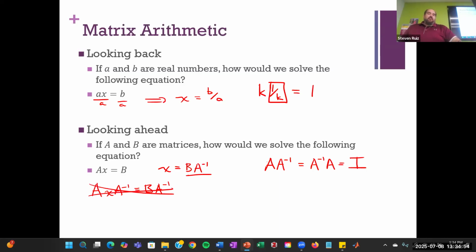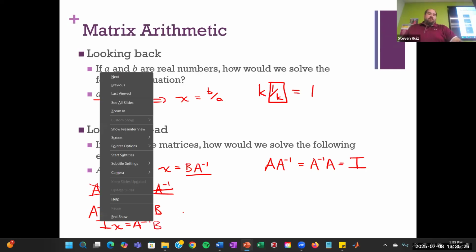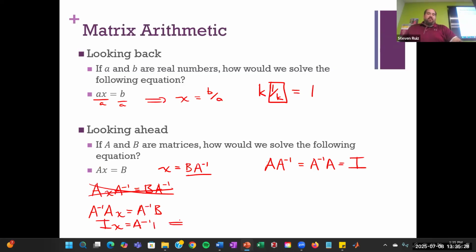So what's one little modification I can make to that multiplication? Like, how would I really isolate X now that we've talked about this new thing called an inverse? Okay. If you multiply it on the left, here's what happens. You get A inverse A times X equals A inverse B. A inverse times A is I, so IX equals A inverse B. What's the identity times X? Just X. So X equals A inverse B.